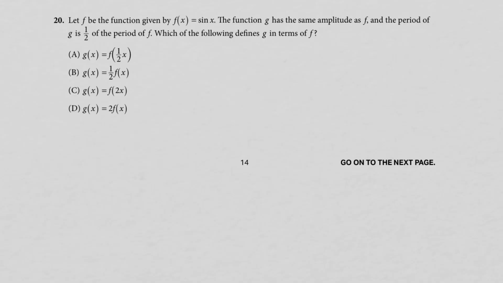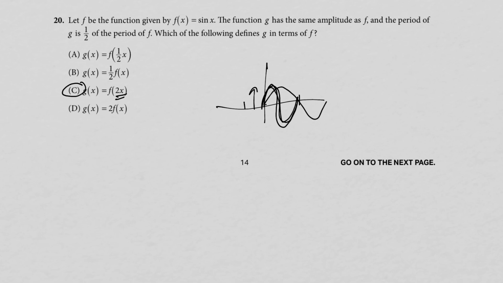20. f of x equals sine x, so that looks something like that. g has the same amplitude as f, which is 1, and the period of g is half the period of f. So that means that this g curve goes like that. So this is a horizontal compression, and horizontal compressions happen when you multiply inside the parentheses, the x becomes a 2x. That's what causes horizontal compression. So the answer is C, not A. A would be if the curve looked like that.